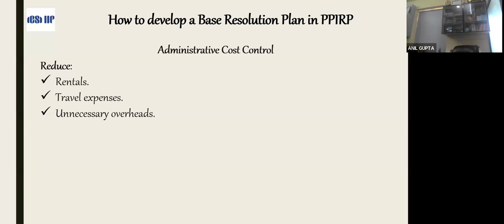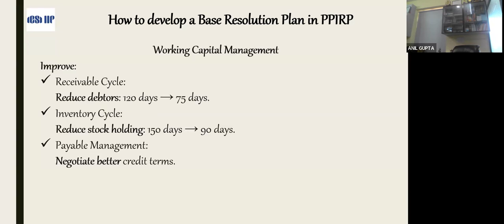Administrative cost control, for this also the financial creditor is ready. Sir, I will reduce the rental. Yes, whatever unused space is there, I will give up that one. Traveling expenses, I want to reduce the travel. If any buyers are there, I am meeting through Zoom or Google Meet, sir. Very good. Unnecessary overheads, I am trying to reduce the unnecessary overheads also.